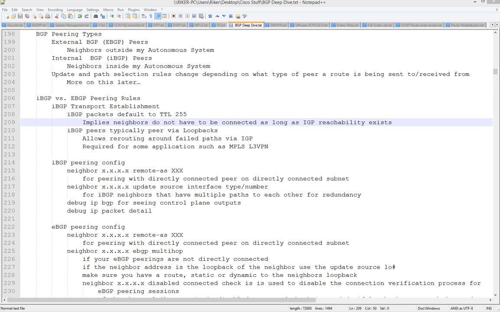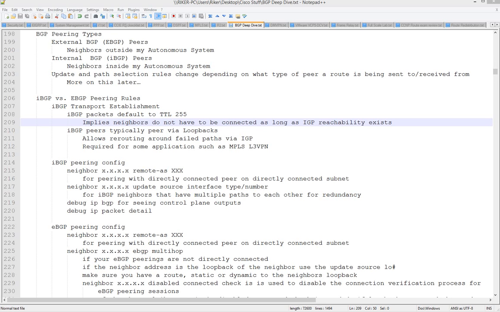And typically, you're going to peer via the loopback, and you would use the update source command to accomplish that. This allows you to have dual connections to all of your routers, so that if a link goes down between two routers, you can reconverge around and to the other side.